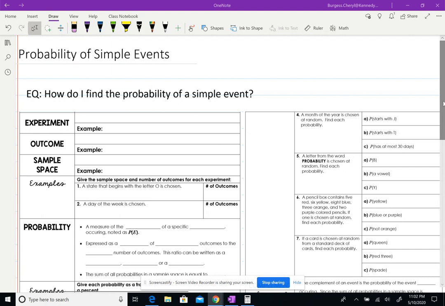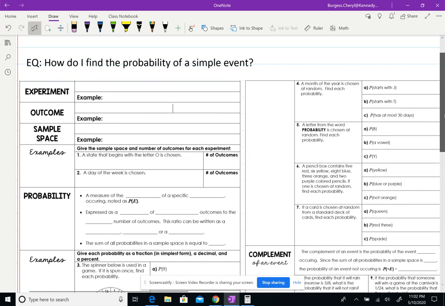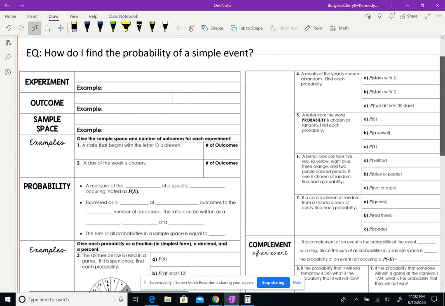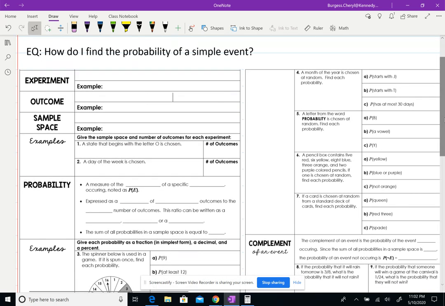I can't believe it. So we are covering probability of simple events, and it's the last thing we're going to learn before we take our end of unit test next week. So, how do I find the probability of a simple event? There's some vocabulary you need to know before we move on.